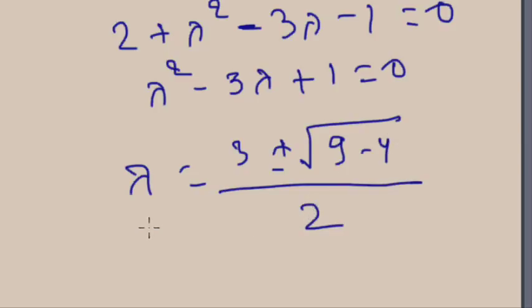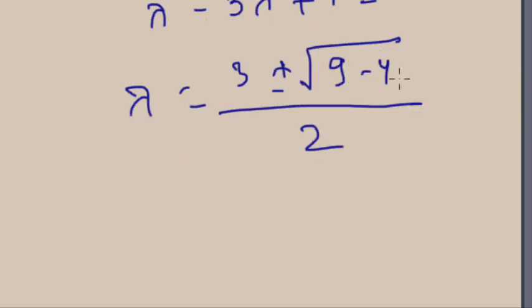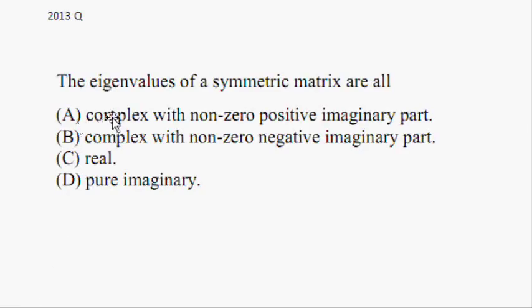This means both values are positive. So what are the options? Real, complex. It is not a complex number, it is real. So C is the correct answer.